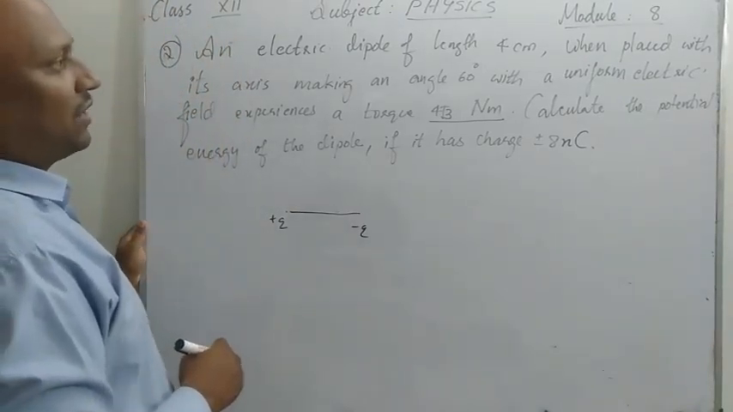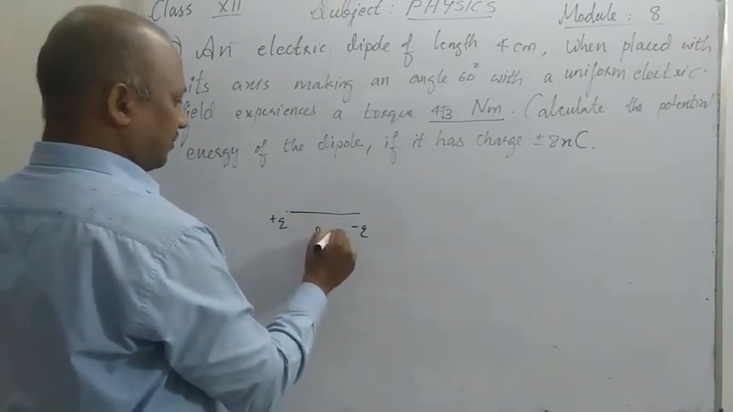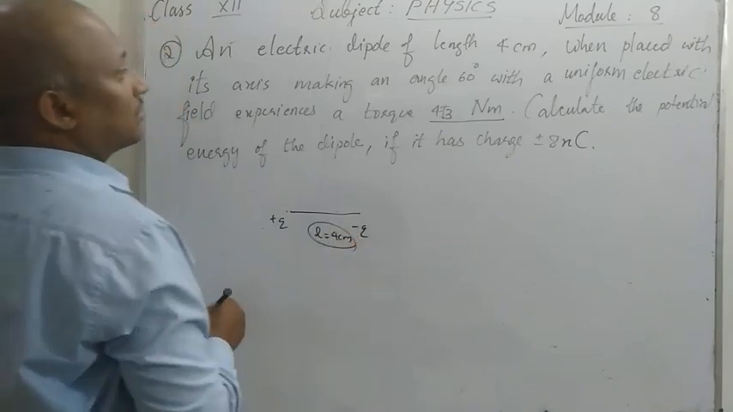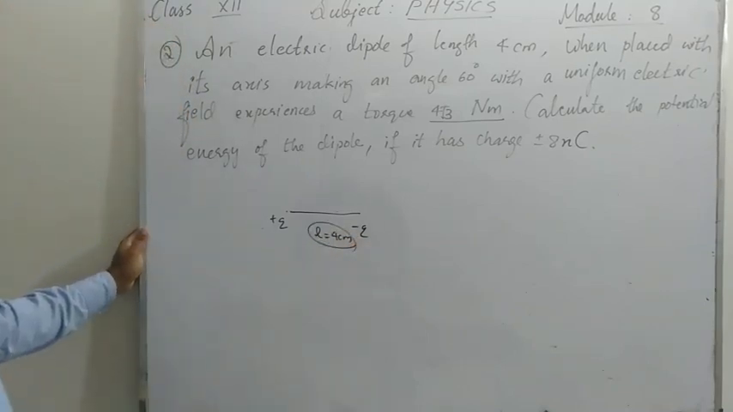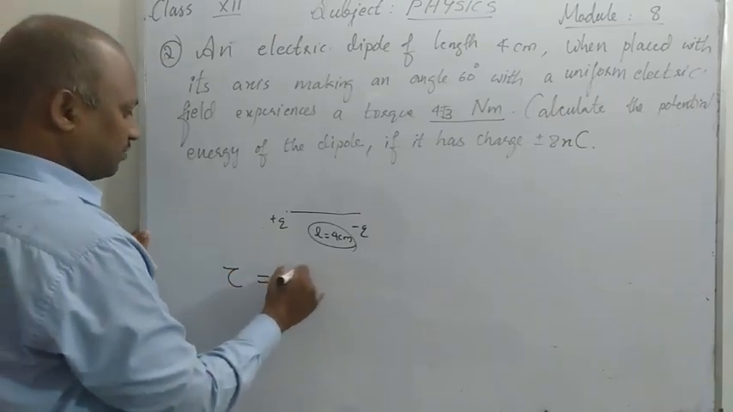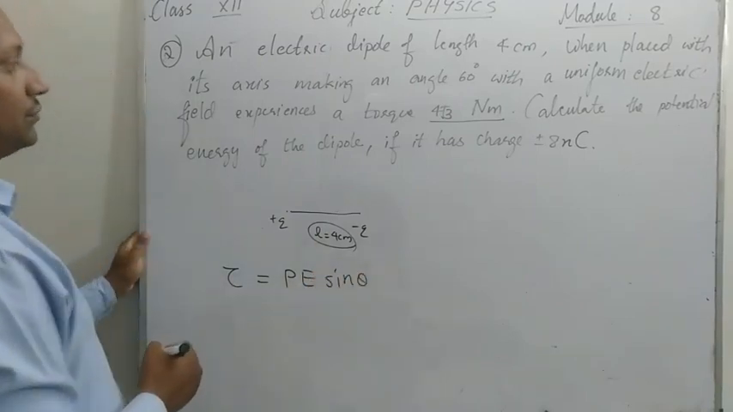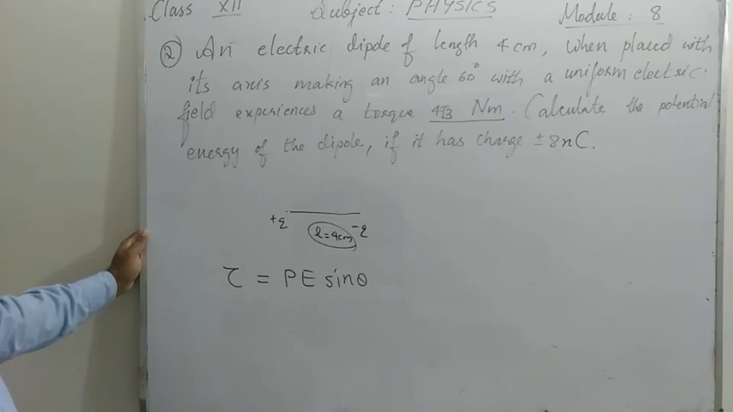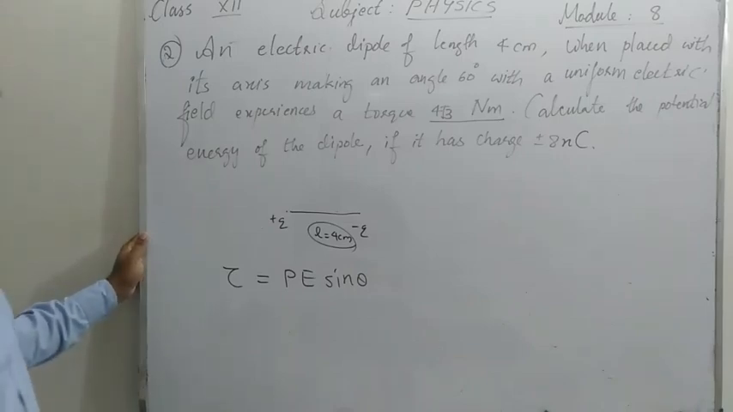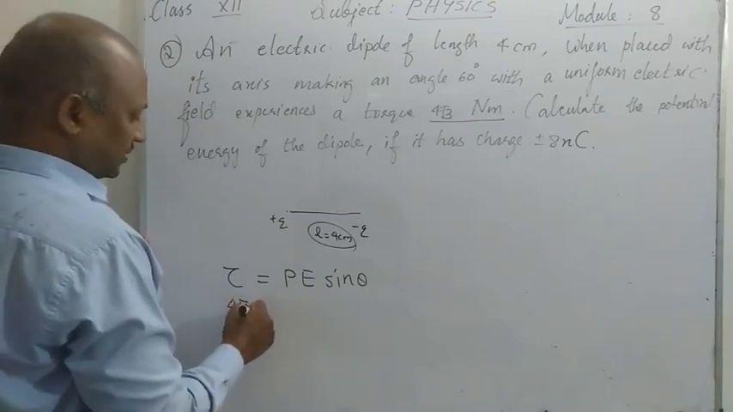An electric dipole of length 4 centimeter. So the length is 4 centimeter here. And when placed with its axis making an angle 60 degree with the uniform electric field, it experiences a torque. So the formula for torque is PE sine theta. So an electric dipole making an angle 60 degree with the uniform electric field. So 4 root 3 is the torque.